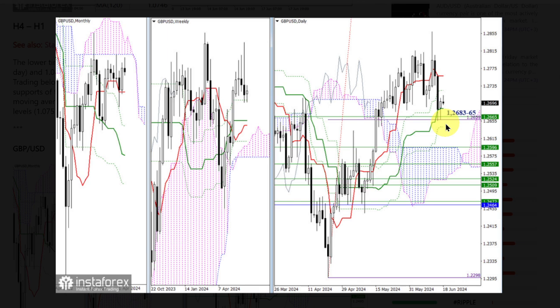The nearest ones are at 1.2642, the daily Fibonacci in June, and 1.2596, the weekly midterm trend plus the upper boundary of the daily cloud. If the bulls recover their positions, the levels of the daily Ichimoku cross at 1.2775 and 1.2757 can provide initial resistance.